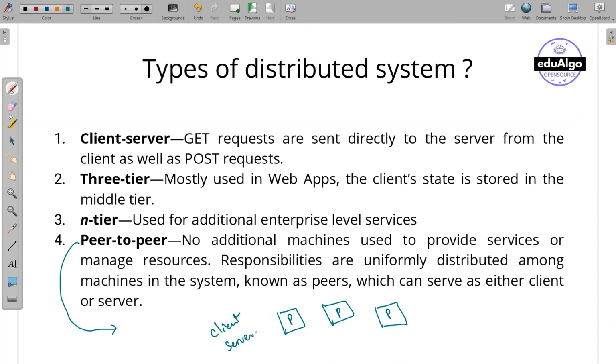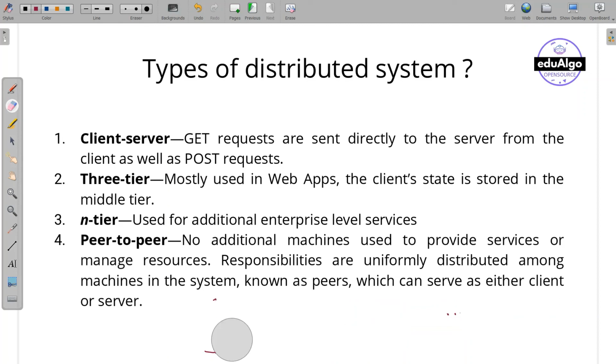So we are not going to use any extra machine to provide service or manage resources. The responsibility to provide the services and to manage resources is actually on these peers. So something is working like a client at some time, and like a server at some time. This peer-to-peer network is a little bit confusing, and sometimes questions come from it as well. But do not worry about that. We will be discussing how the architecture is properly maintained and how things are designed.